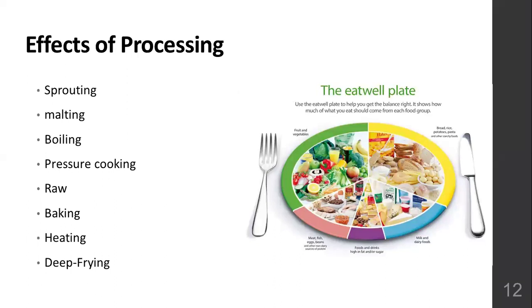And effects of food processing: when you cook food or process food, how it affects the antioxidant levels. So with sprouting, do you think you are increasing the antioxidant or decreasing it? What do you think when you sprout pulses or legumes? Is it increasing the antioxidant quantity or decreasing? There is a significant increase. You get more vitamin C when you are sprouting legumes and pulses.